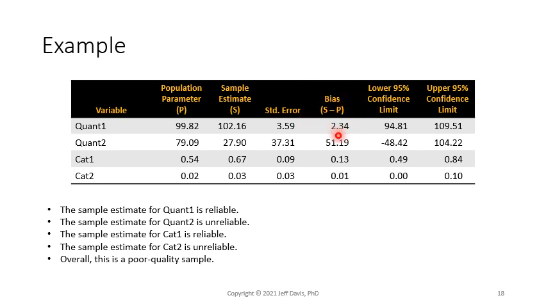How far, and in what direction, is the sample estimate relative to the population parameter? How far does the sample fall from the population parameter? And then we have the lower 95% confidence limit for each variable, and then the upper 95% confidence limit for each variable. Now remember the two criteria for evaluating the estimates.